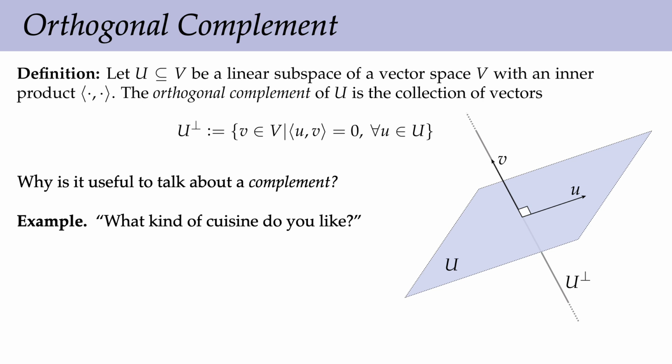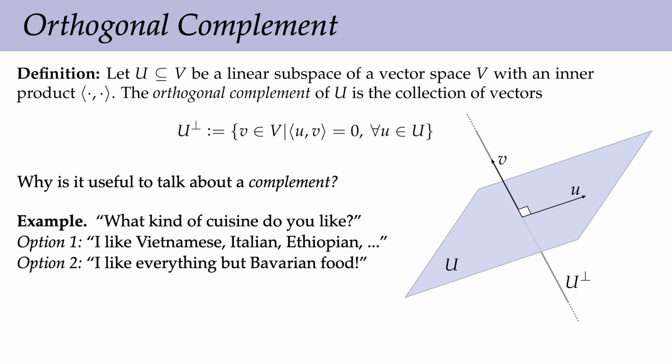And one way you could answer it is to just start rattling off every kind of cuisine you like. I like Vietnamese food, and I like Italian food, and I like Ethiopian food, and I like, the list could go on and on and on. Hopefully it does. There's a lot of wonderful food out there in the world. But this would take you a long time to specify the answer. So another thing you could do, if you're a real connoisseur, is you could say, actually, I like everything out there except for Bavarian food.